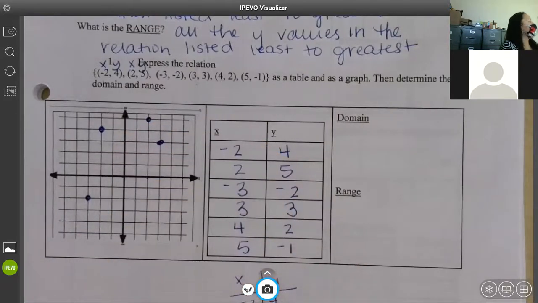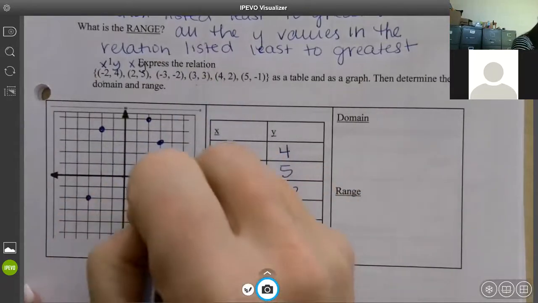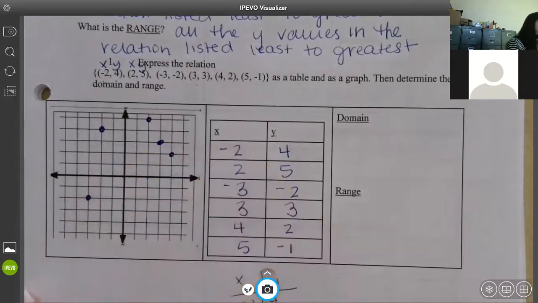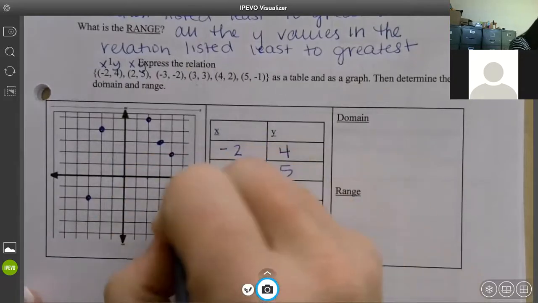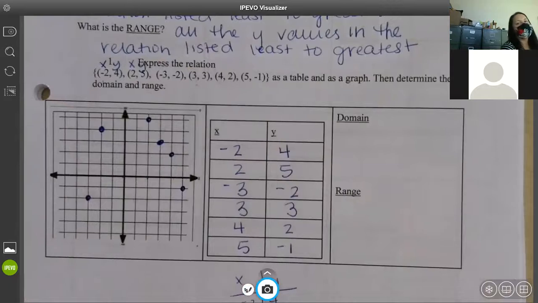Again, remember to go left or right first and then up or down. We go 4, 2. So to the right 4, up 2. And then the last one is 5, -1. 5 and down 1. All right. Any questions on the mapping, not the mapping, the table or the graph? They're really easy, right? Everything you should already know.